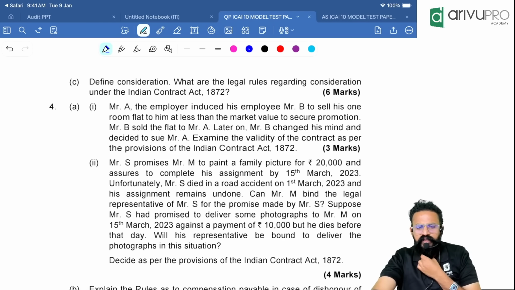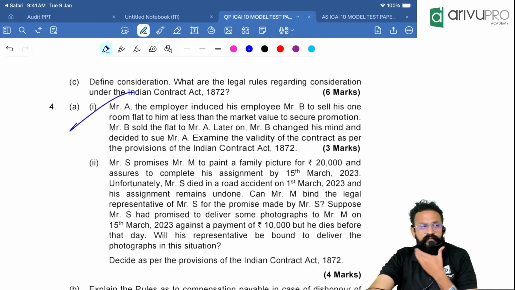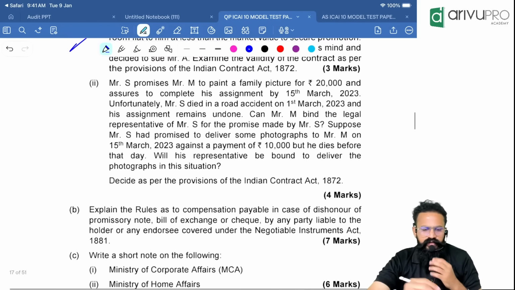Mr. A, the employer, induced his employee Mr. B to sell his one-room flat to him at less than market value to secure promotion. Mr. B sold the flat to Mr. A. Later on, Mr. B changed his mind and decided to sue Mr. A. Can it happen? Answer is yes. What is it? It comes under undue influence.